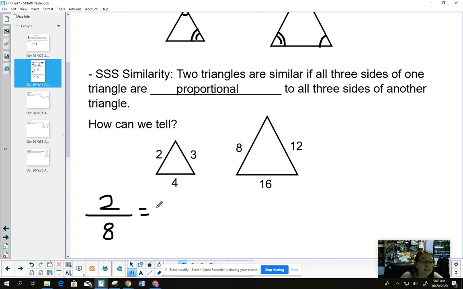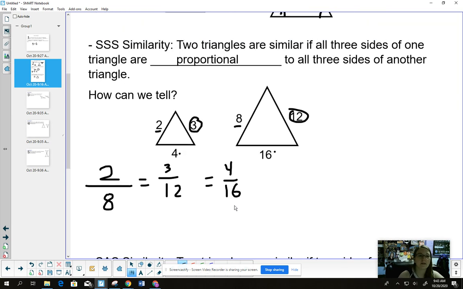So same thing, I'm going to give you a second. Try and write the other 2 fractions. We just did 2 and 8. We want the medium sides in a fraction together and the big sides in a fraction together. Okay, so the medium sides would be 3 and 12. Those are the middle lengths. And then 4 and 16.